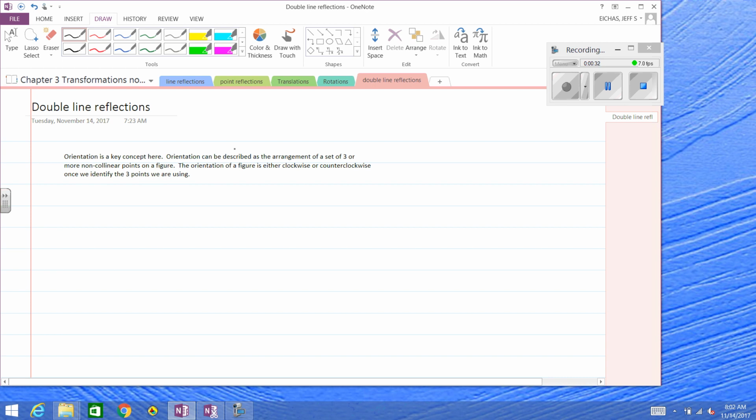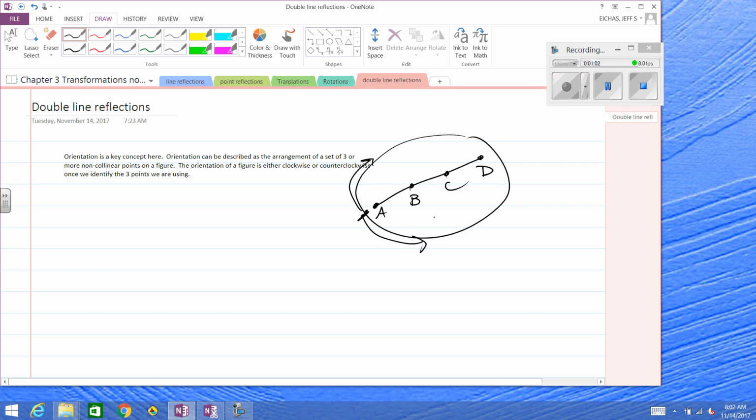What is it? It's the arrangement of three or more non-collinear points. Well, first of all, what does that mean? Why is that necessary? Real quick, let's say we had collinear points. If those points are all on the same line, we can't determine whether it's clockwise. So when we circle it, we don't know. Is it clockwise or counterclockwise? We don't know which one it is.